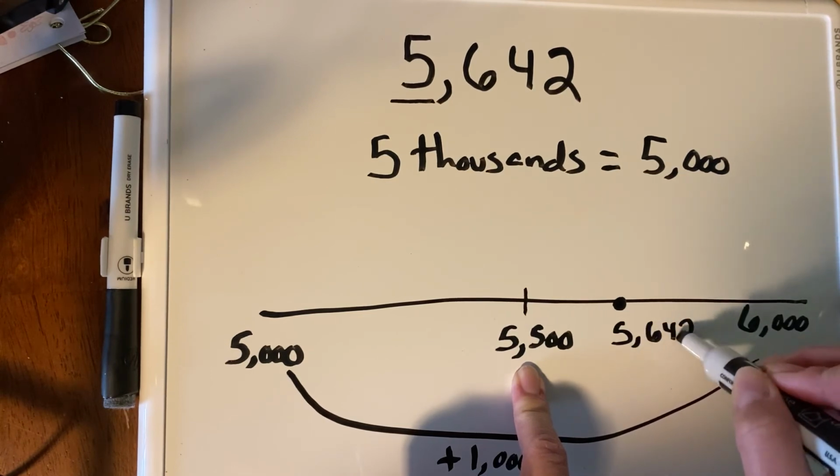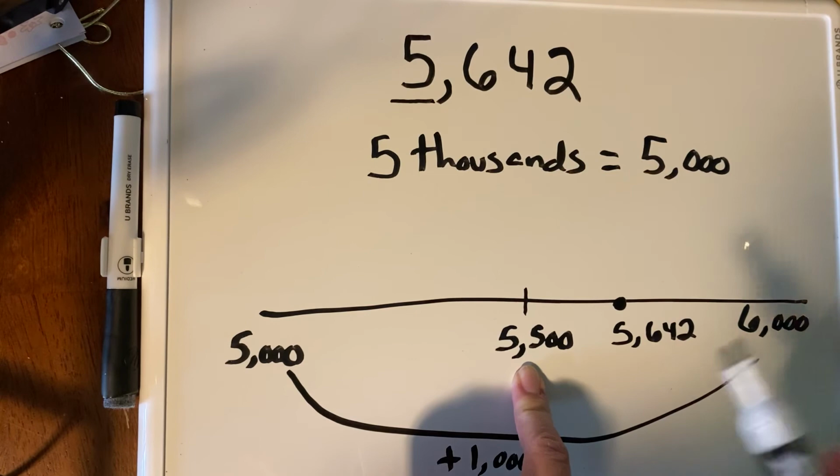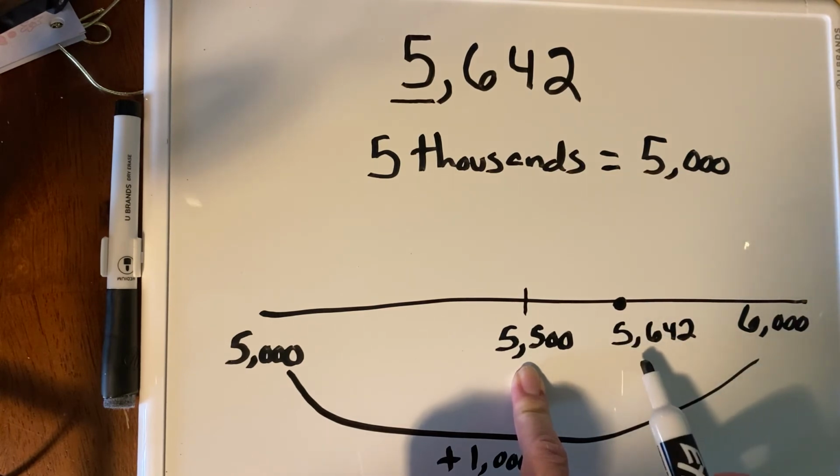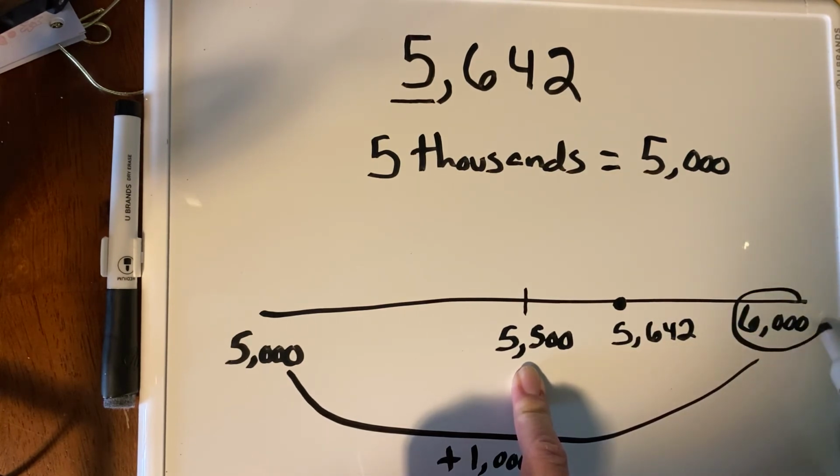We have to plot it just like we do with the tens or the hundreds. And now I can see that 5,642 is closer to 6,000. So it's going to round up to 6,000.